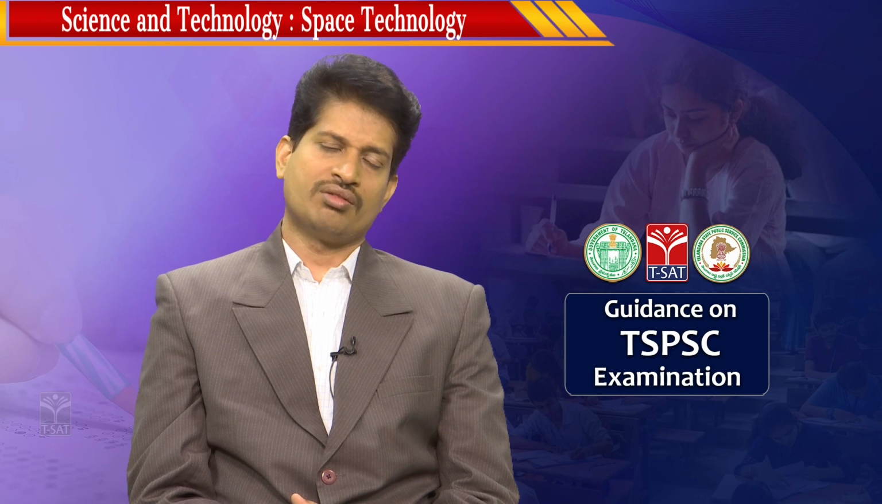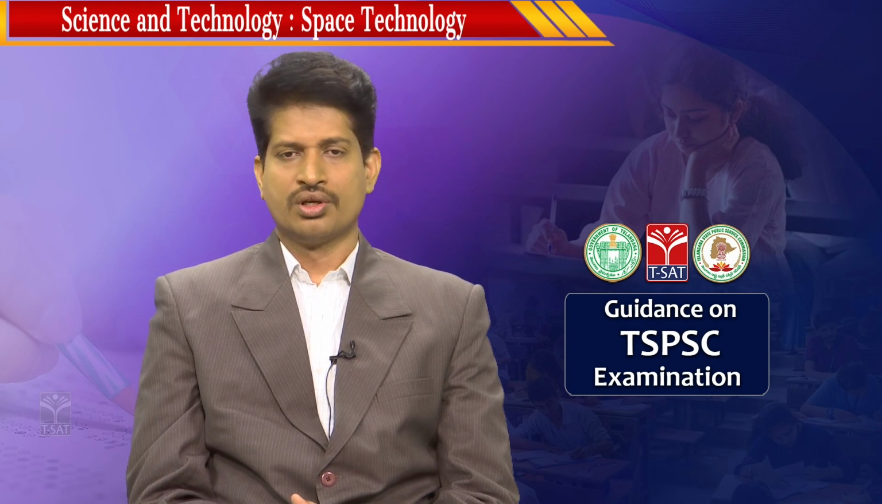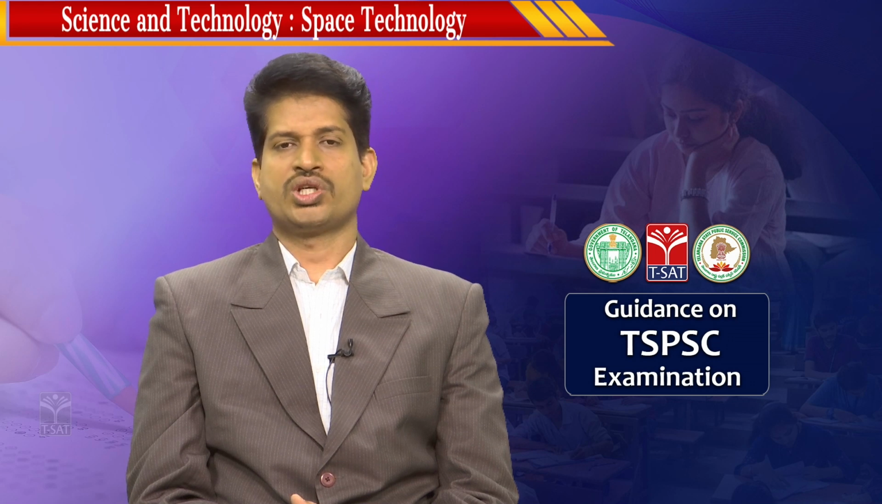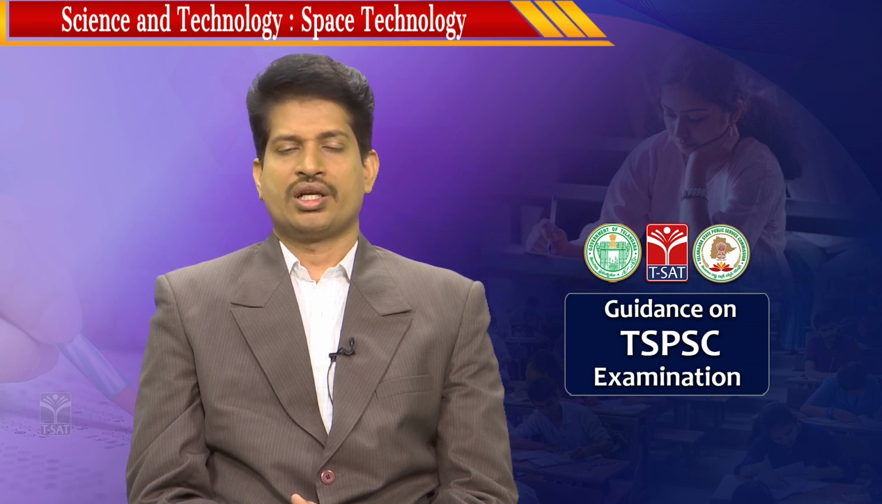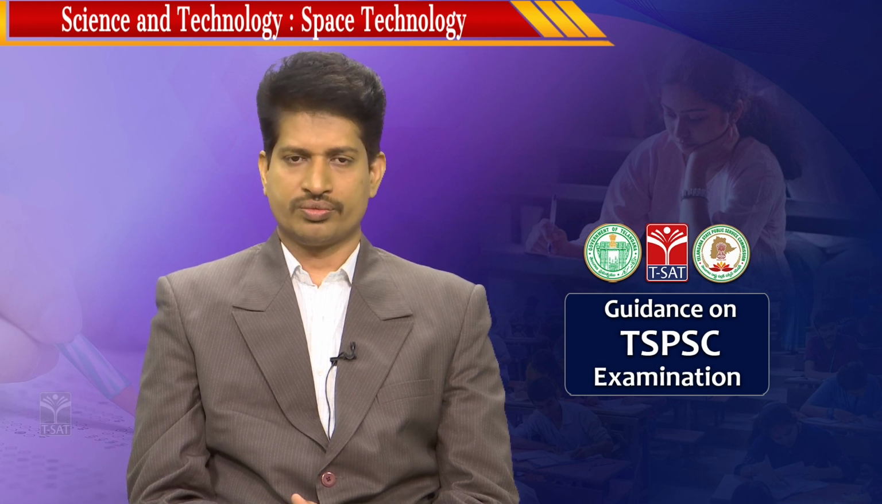So, this is the fundamental difference between polar synchronous orbit and geosynchronous orbit. PSLV is a vehicle which launches satellites into polar synchronous orbit. GSLV is a vehicle which carries satellites to geostationary or geosynchronous orbits.